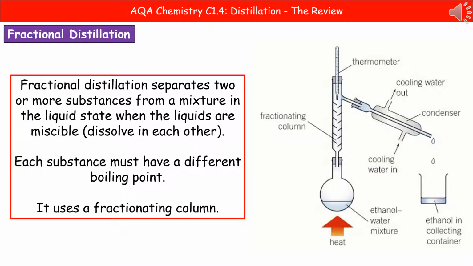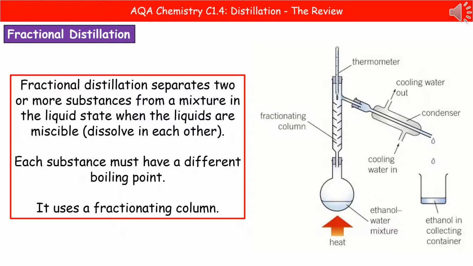The second type of distillation is fractional distillation. Now we're going to come back to this again later in our chemistry course, but we're just going to get a basic understanding of how this technique works at this point. The whole idea of fractional distillation is that we can use it to separate two or more substances from a mixture when they're both in the liquid state. So these liquids are miscible, or they're dissolved in each other. The key thing about it though is that those two substances must have different boiling points.